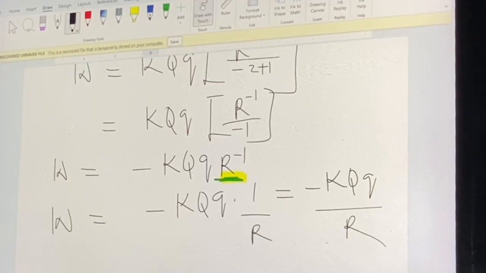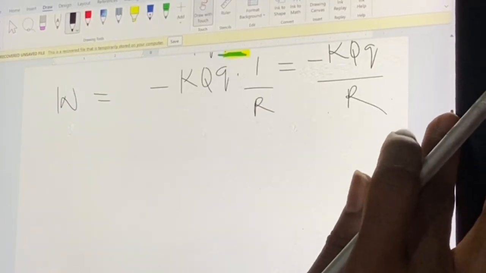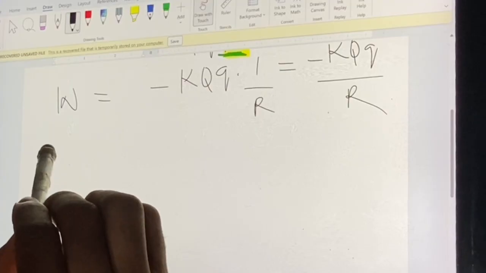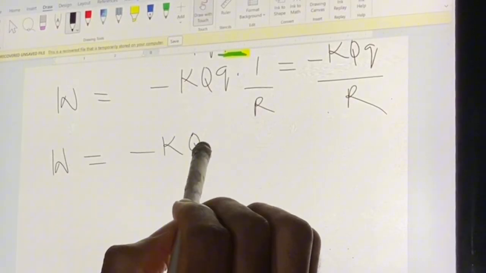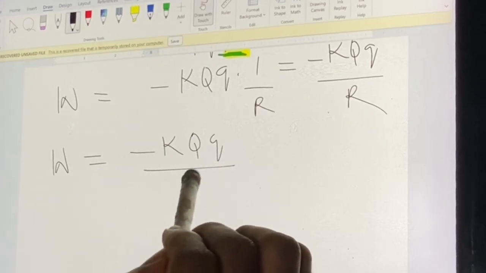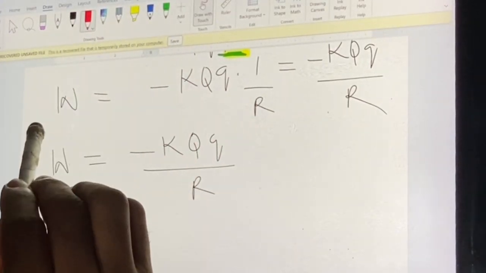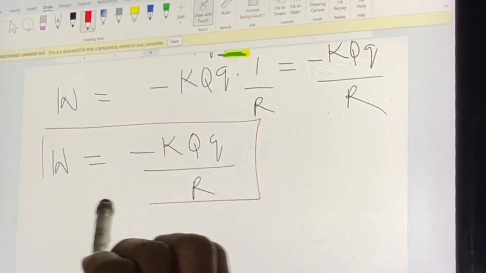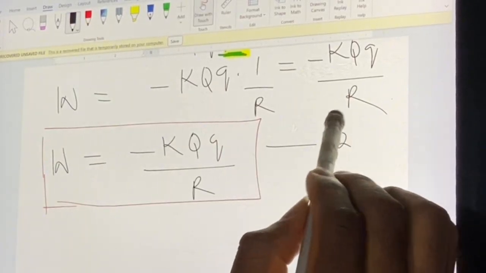But we are not asked to calculate the work done. Of course, if you are asked to calculate electric work done, the formula for electric work done is minus K Q q over r. So please pay much attention to this. This is the formula for electric work done. We can call this equation 2.